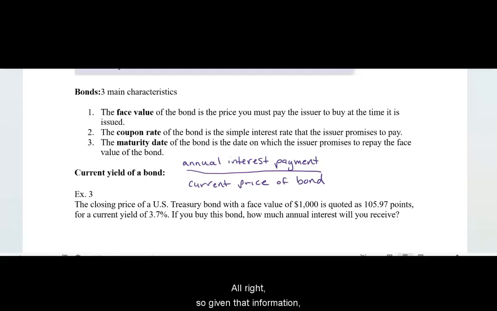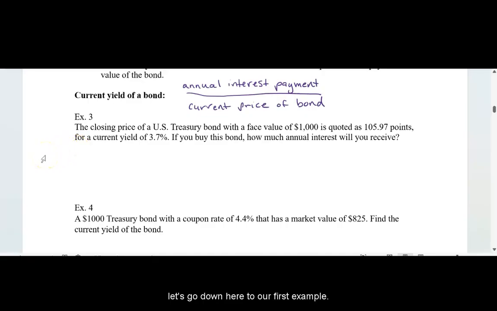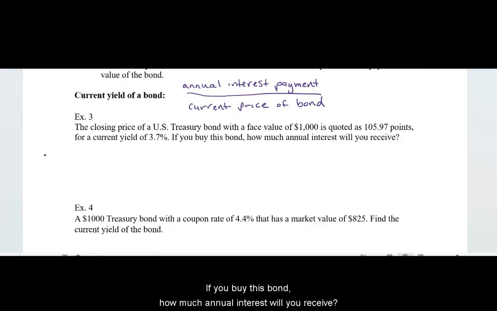All right, so given that information, let's go down here to our first example. The closing price of a U.S. Treasury bond with a face value of $1,000 is quoted as 105.97 points for a current yield of 3.7%. If you buy this bond, how much annual interest will you receive? All right, so let's go over a few things on this.